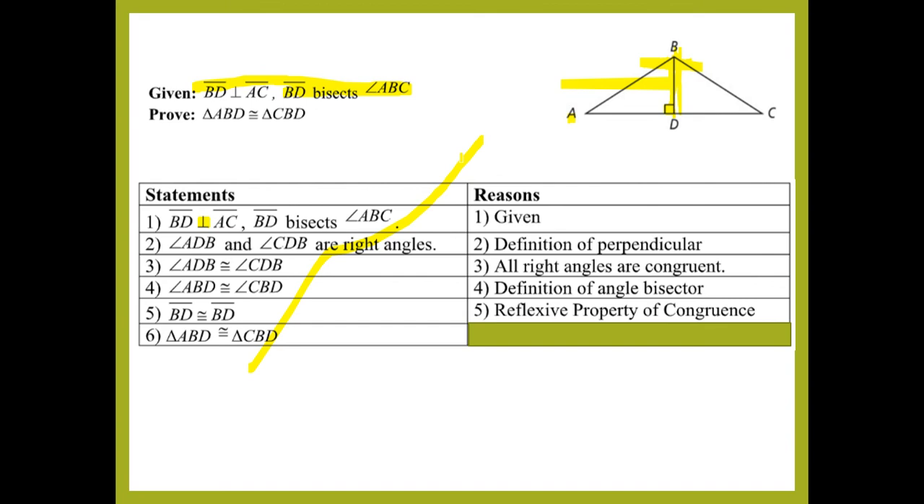So lastly, we can say that triangle ABD is congruent to triangle CBD using angle side angle. Because we have these right angles, so that's one angle. We have this side that they share, and then we have the angle up here. So angle, the side in the middle that they share, and this angle up here.